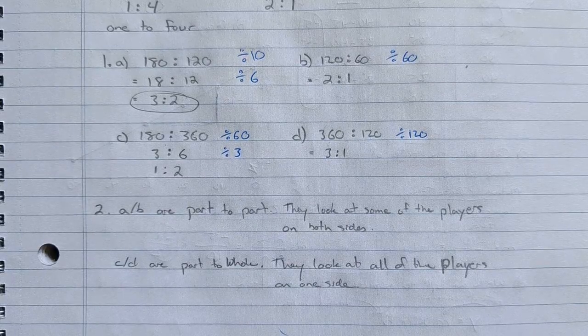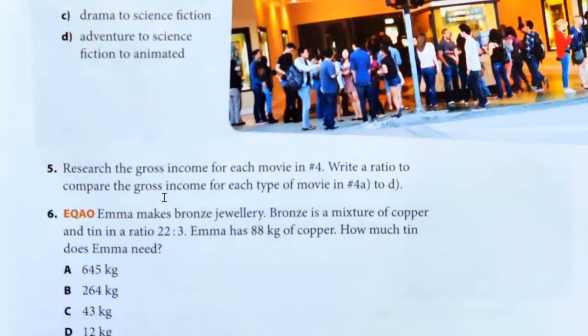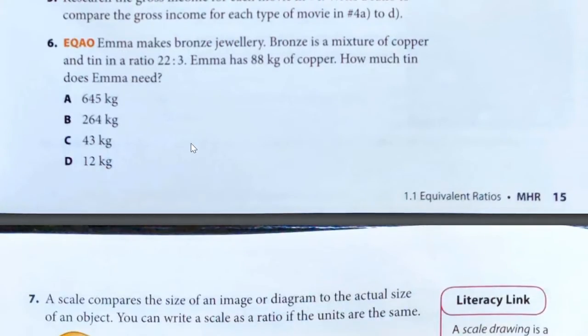Another good one here maybe to take a look at is number 6. So I'm going to switch over here, and then I'll scroll down to number 6. So number 6 is a multiple choice question. It says, Emma makes bronze jewelry. Bronze is a mixture of copper and tin in a ratio of 22 to 3. So our copper to tin ratio is 22 to 3. And Emma has 88 kilograms of copper. How much tin does she need?